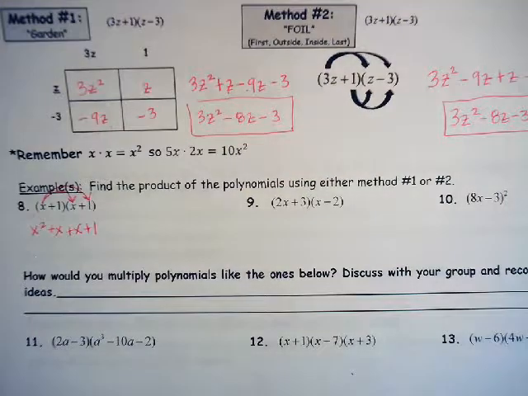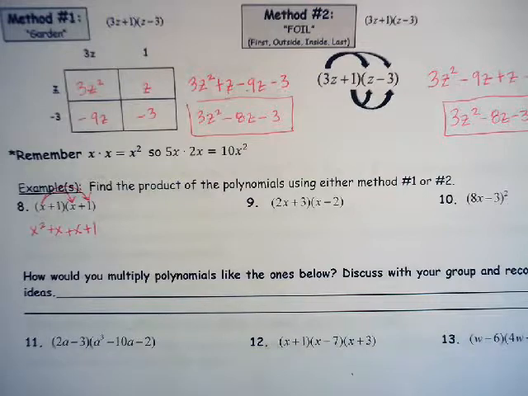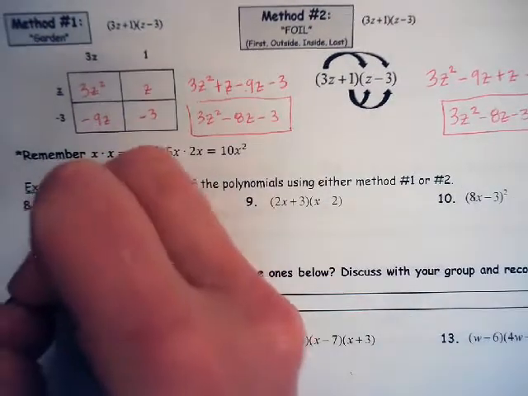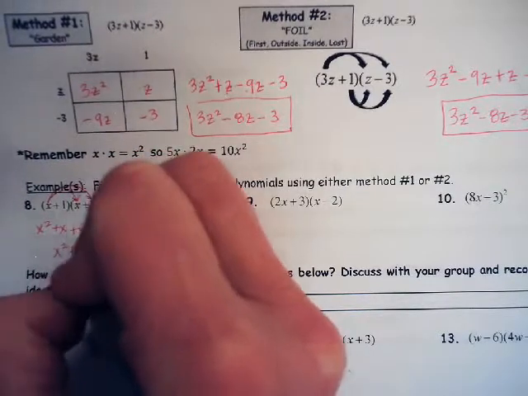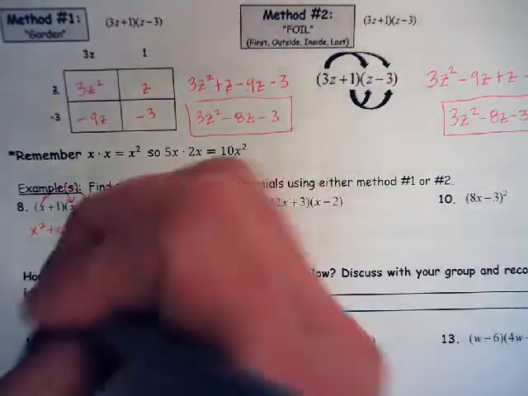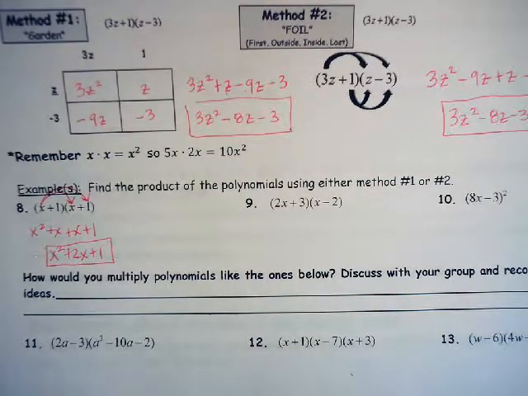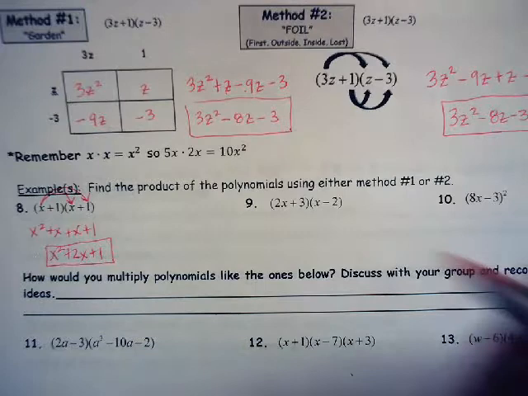So now I just need to combine my like terms, and you'll find most of the time on polynomials or binomials like this, our two middle terms are going to be the two that I need to combine. So it'd be x squared plus 2x plus 1. So hopefully you got that answer. If not, look back at my work, make a note to yourself what you need to do.